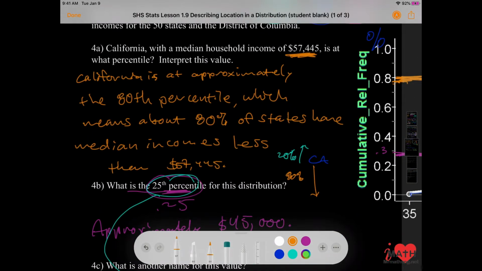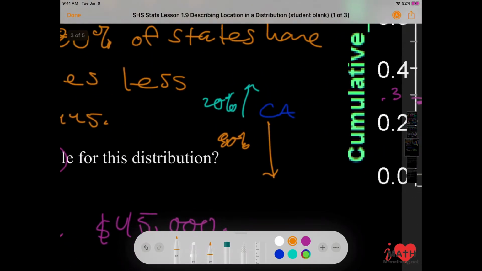California is at approximately the 80th percentile, which means about 80% of states have a median income less than $57,445. What does that mean? We talked about how percentile is like a rank, right? So if that means 80% of the states are making less money, there are 80 states below, and there are approximately 20 states above California. What does that mean? In California, you actually make a lot of money to work in the state.